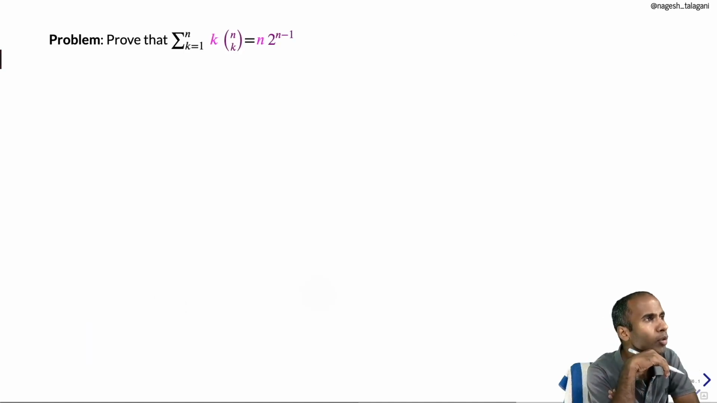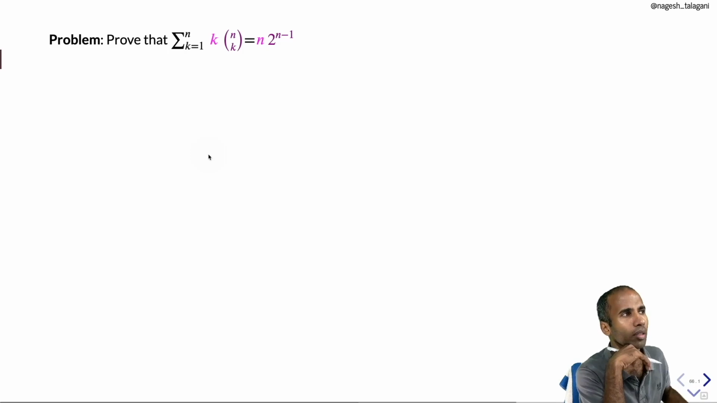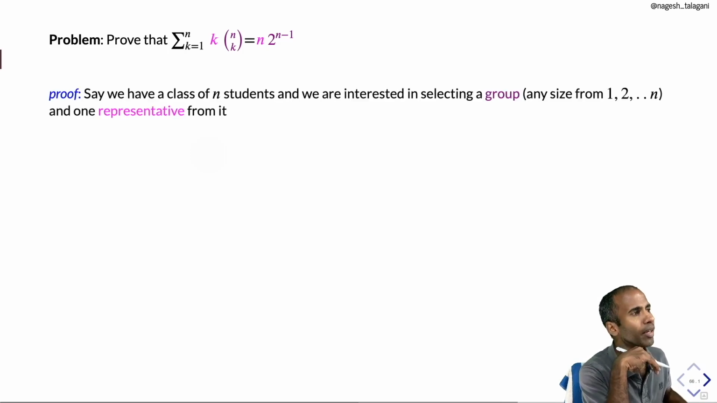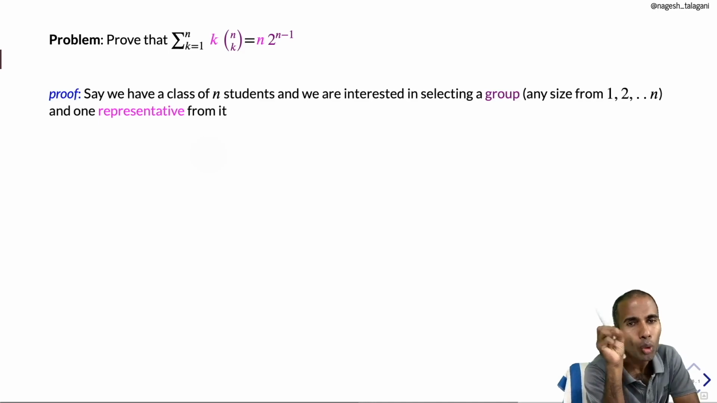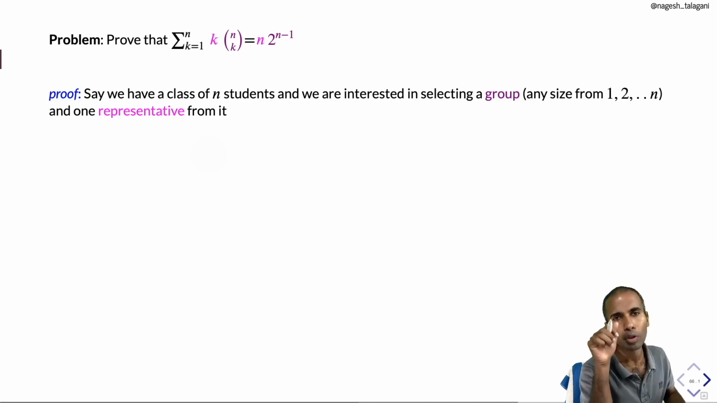Okay, prove that the summation k equal to 1 to n of k times n choose k equals n times 2 to the power of n minus 1. Okay, let's give a combinatorial proof here. Let's say we have a class of n students and we want to select a group and one representative for that group. Here I'm not mentioning the group size. It could be any size from 1 to n. Okay. We can do it in two ways.